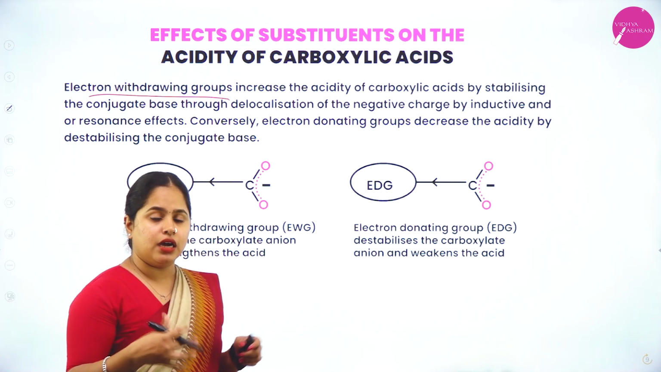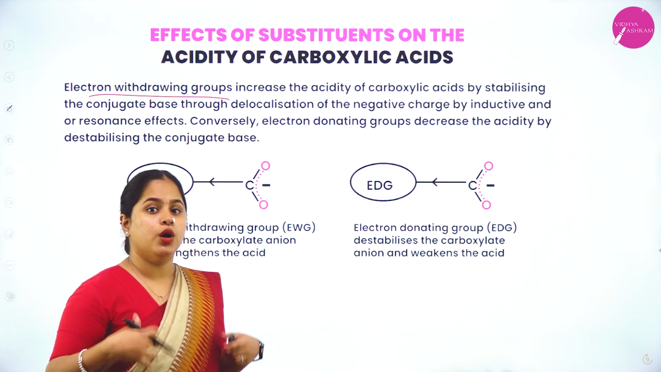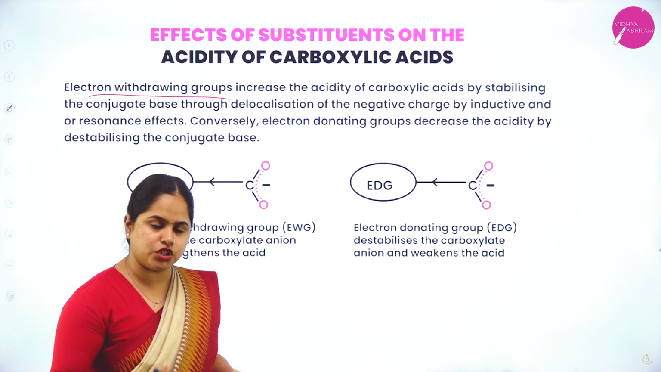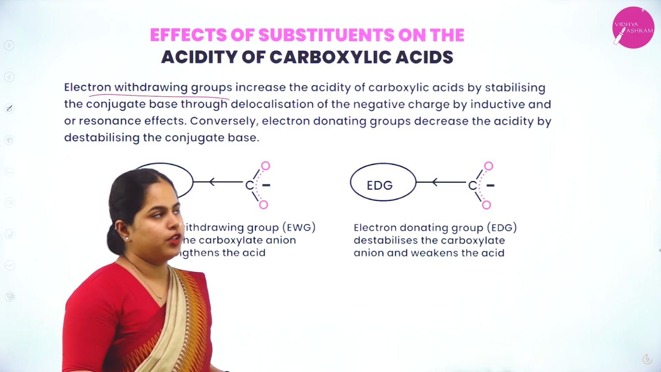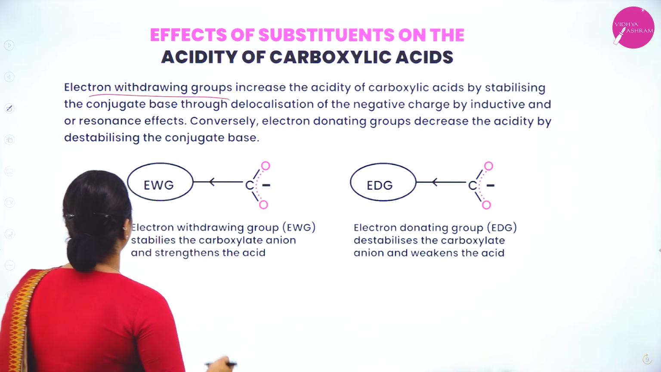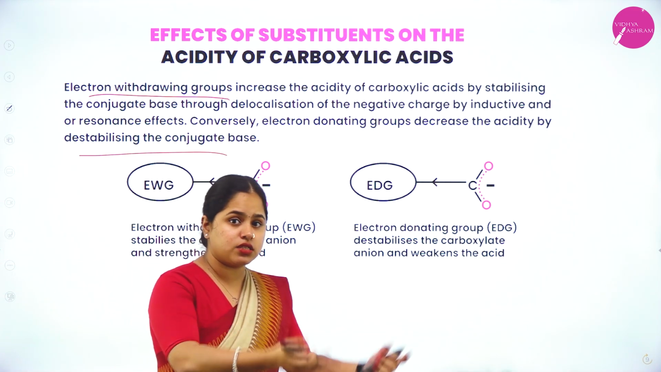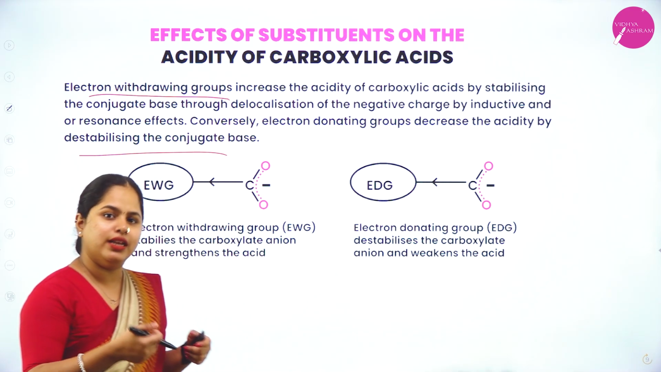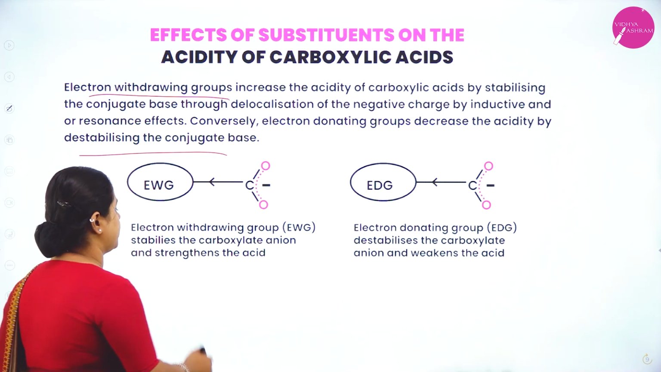So what happens? The carboxyl group will be more available for reactions, right? It will be more reactive in that case. So if electron withdrawing groups are present, the electron richness will become less, and the carboxyl group becomes more reactive. Clear? Now, conversely, electron donating groups decrease the acidity by destabilizing the conjugate base. Electron donating groups give extra electrons to the carboxyl group, which will make it deactivated or less reactive, right? So an electron withdrawing group stabilizes the carboxylate anion and strengthens the acid.